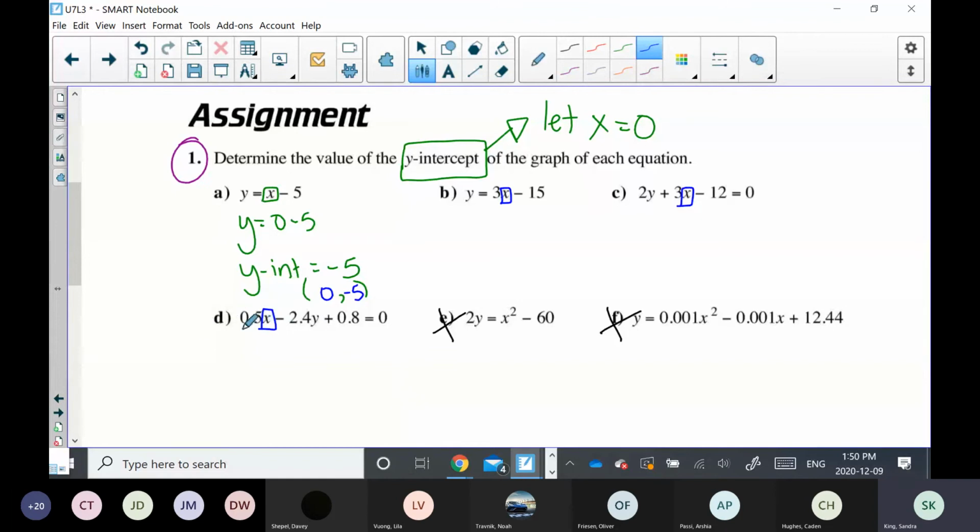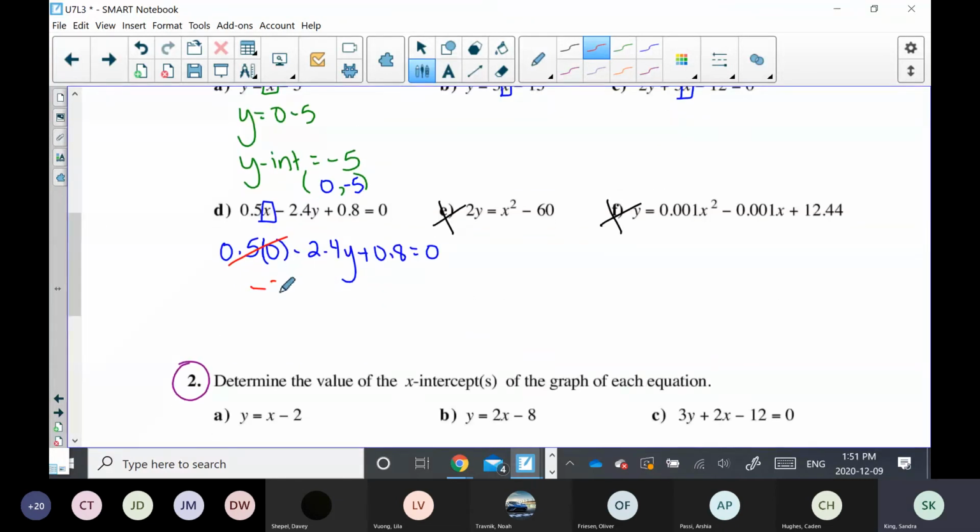So if we were doing d, like let's just quickly set up d, this would be 0.5 times 0 minus 2.4y plus 0.8 is equal to 0. Anything times 0 is 0. So negative 2.4y plus 0.8 is equal to 0. We got to get this guy by itself. So get rid of that plus 0.8.